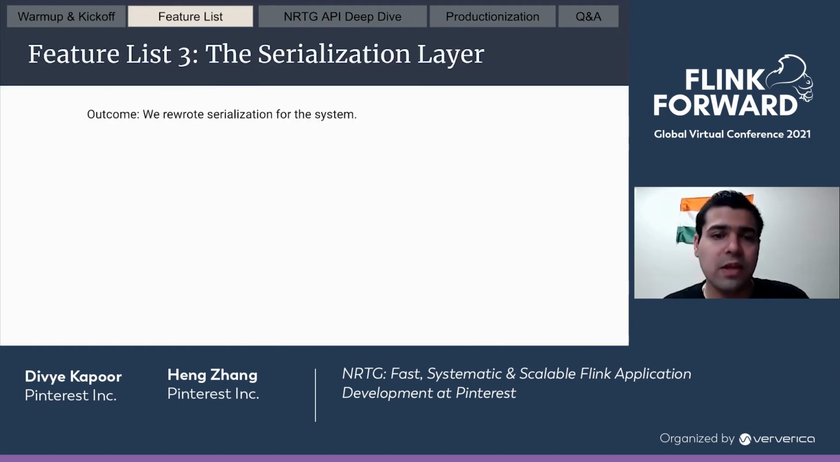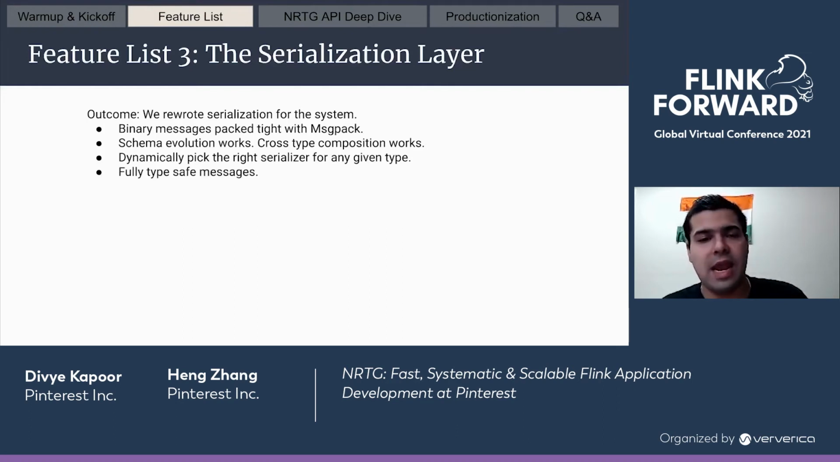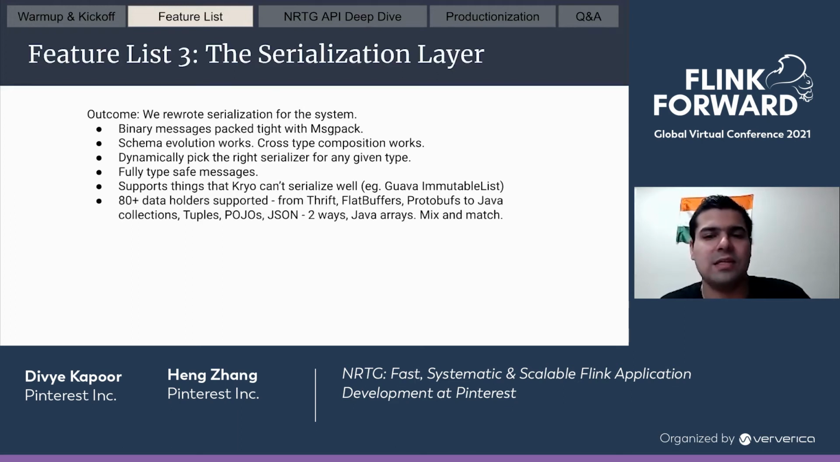And so we rewrote serialization. We rewrote it paying attention to performance. It's all binary messages packed tight with MessagePack. Schema evolution works. Cross type composition works. You can dynamically pick the right serializer for a given type. And we have fully type safe messages inter node. And even things that you can't really serialize well. So if you have classes that don't have good serializations, for example, ImmutableList from Guava, we can handle those cases. And on both sides, you'll get an immutable list.